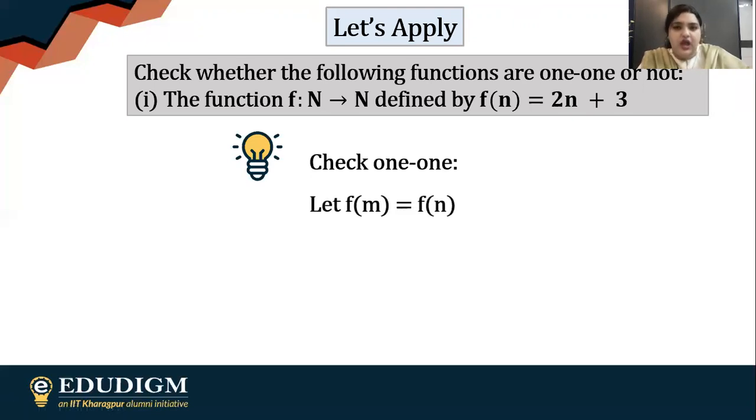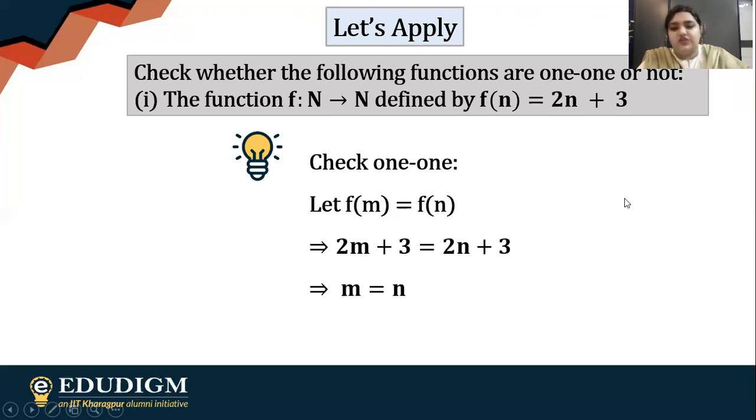We take two outputs which are the same. We are going to show that the original inputs are the same. So let's use the definition of the function. Now, some algebraic manipulations and we are done with this. So definitely this is a one-one function.